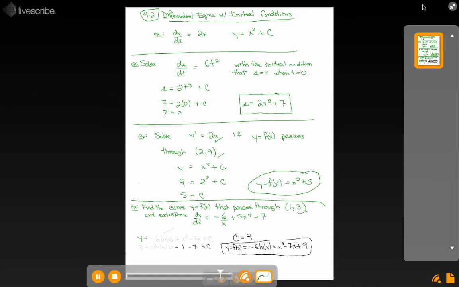So I'm going to go y equals the antiderivative of that, negative 6 ln of x plus x to the 5 minus 7x plus some constant, and do the same thing we did up above. Let y equal 3 and let x equal 1.